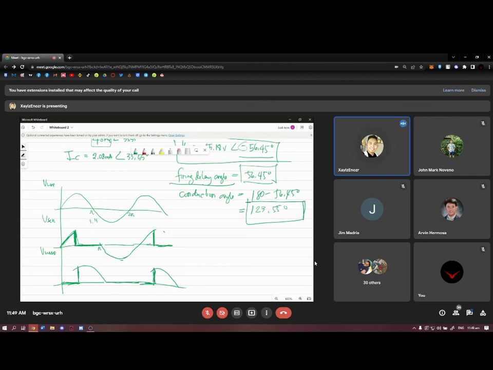So, ito yung output waveform natin. Ito yung V line or from the source. Ito yung makita mong output sa SCR. Ito yung makita mong output sa load. Sa laboratory, makita nyo sa oscilloscope. Ganyan yung true.